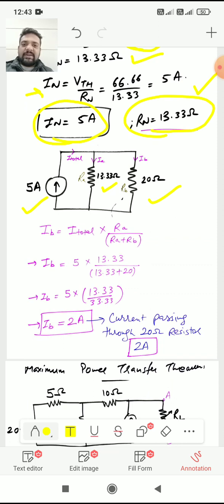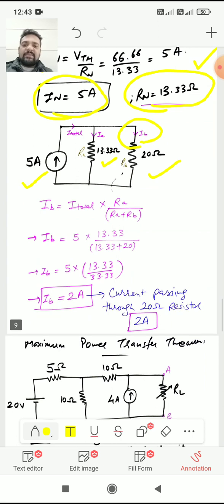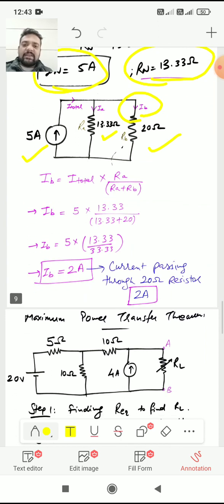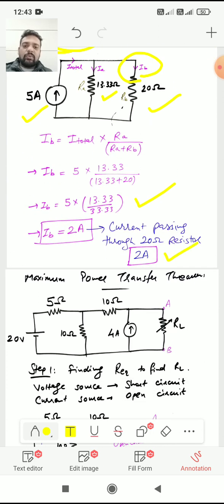So now using the current divider rule, we are expected to find IB. So IB is equal to I total into RA divided by RA plus RB. This will further give us this value, which would be equal to 2 ampere.